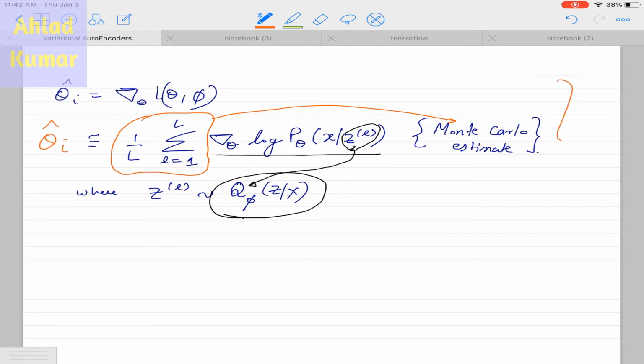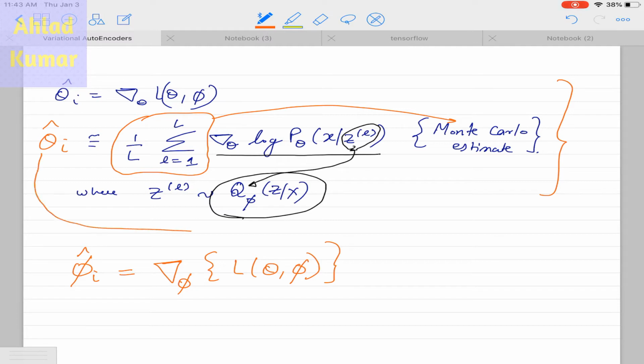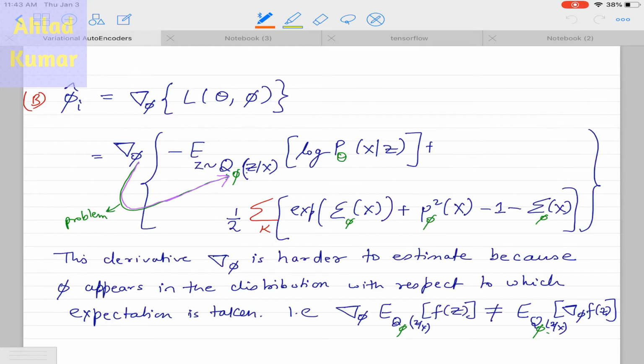So once we obtain the value of theta_i star, what is our next step? Our next step is to calculate the optimal value of phi_i star. So what will we do? We will differentiate this loss function with respect to phi. We will take the optimal value of theta_i star into this loss function, and then we will calculate the optimal value of phi_i star, phi_i hat. So this is what we are doing in the next step. We are doing the derivative with respect to phi.